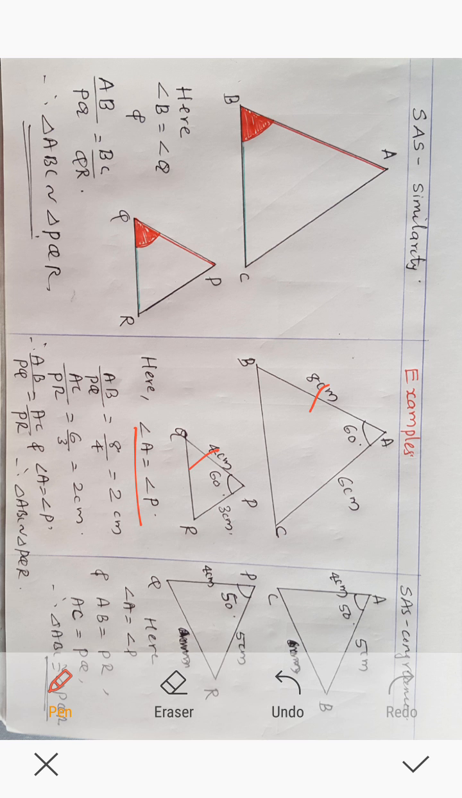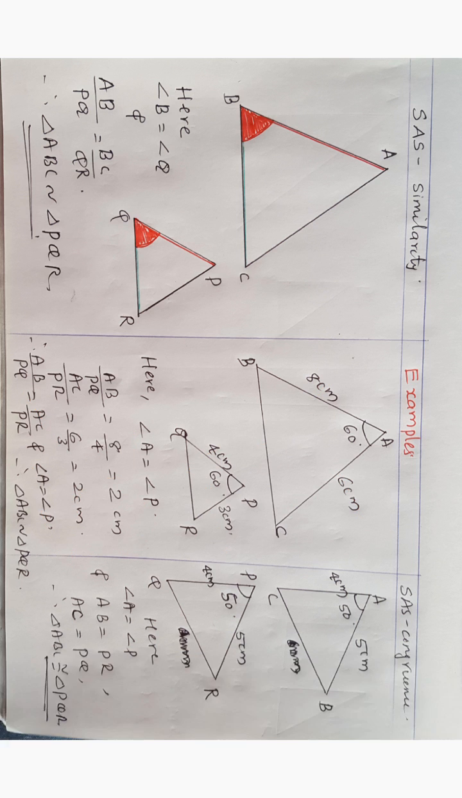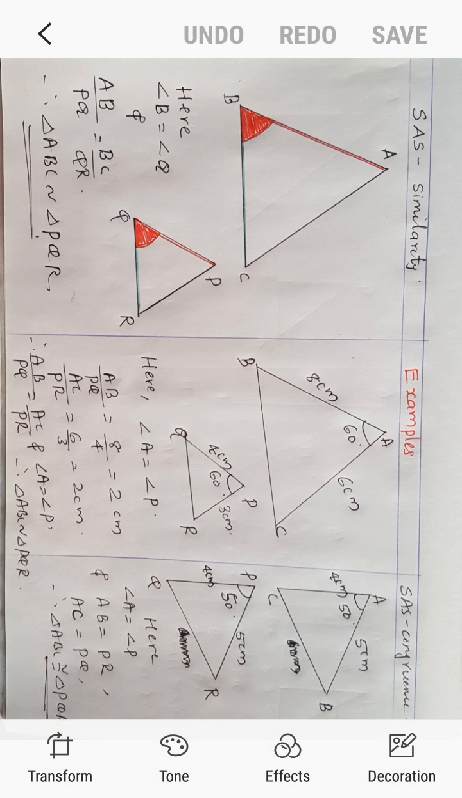AB by PQ. It is not congruence, it is similarity, so take the ratio. AB by PQ equals 8 by 4 equals 2. AC by PR equals 6 by 3 equals 2. Here you can see the ratios are equal. AB by PQ equals AC by PR and angle A equals angle P. So triangle ABC is similar to triangle PQR by SAS similarity.